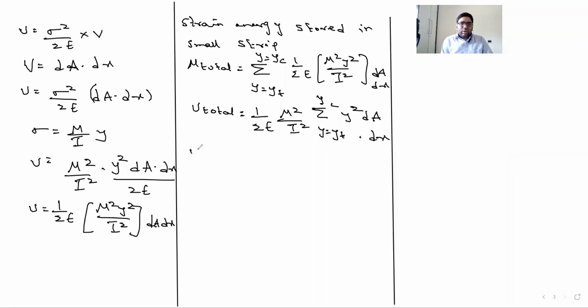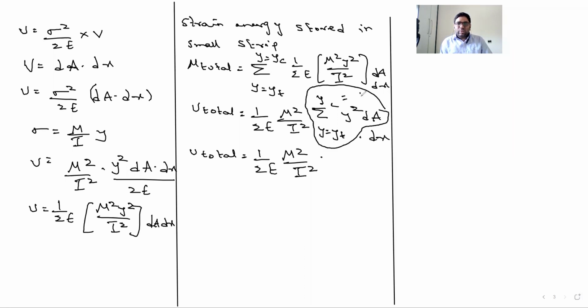So u total is equal to 1 by 2E into M square by I square into, what is this whole part? This whole part is I, the moment of inertia, that's what we studied in engineering mechanics, into dx. dx will remain like that. So u total is equal to M square by 2EI into dx.